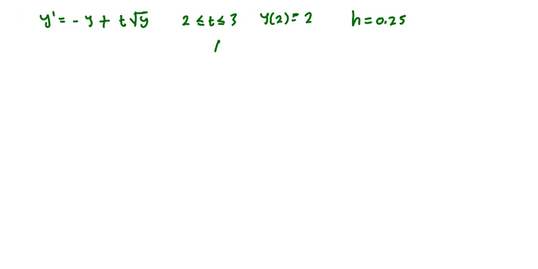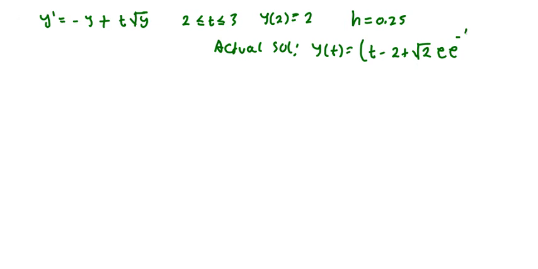Then you're also given the actual solution. The actual solution is given as y of t is equal to, open bracket, t minus 2 plus the square root of 2 times e to the power minus t over 2, and everything here is raised to the power 2, like that. That's our actual solution. So if you observe, I basically have everything that I need here to get started.